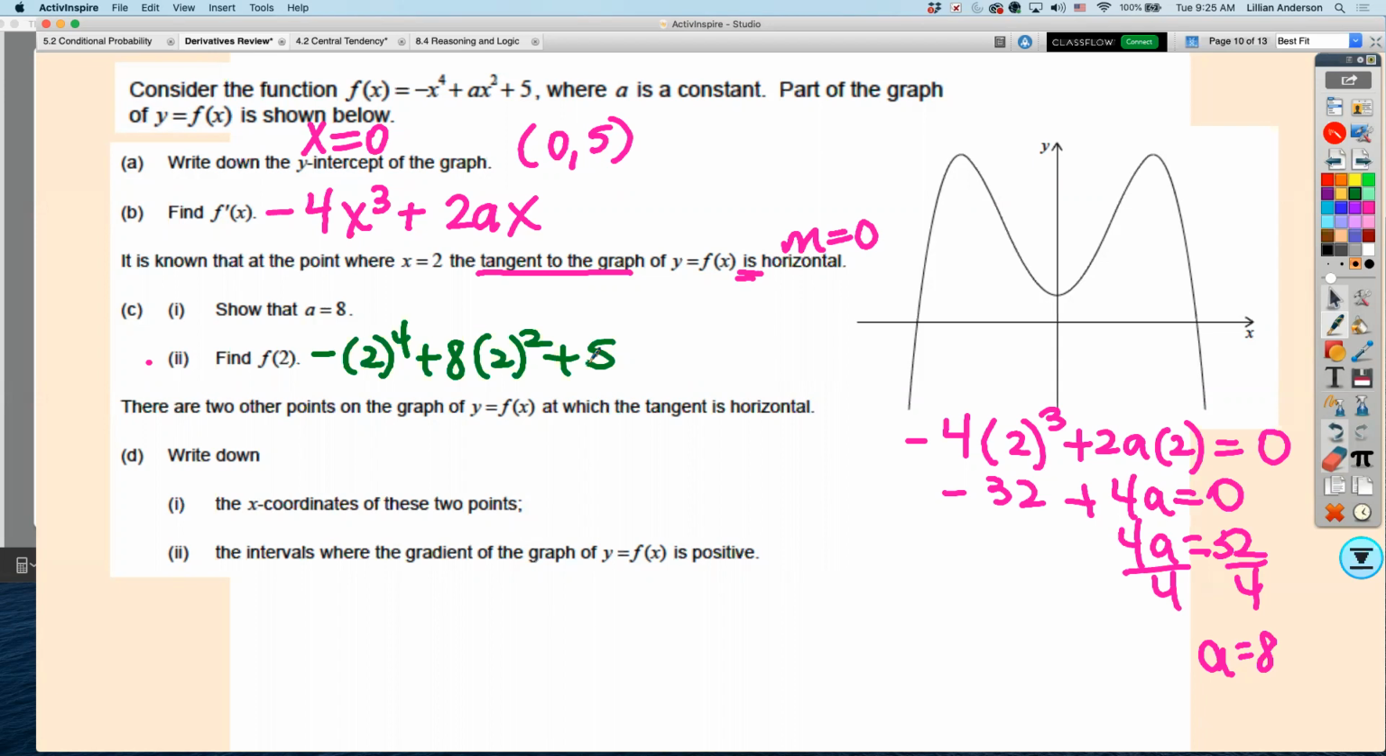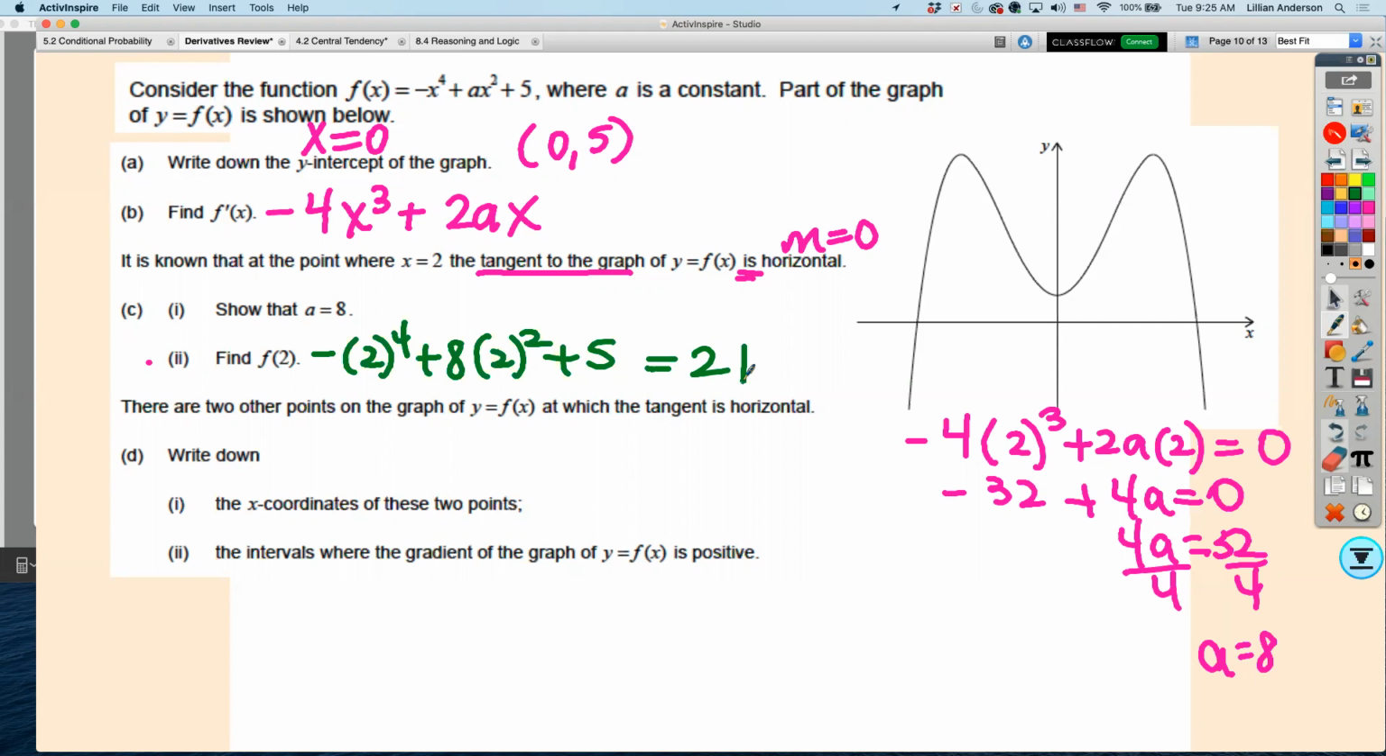So had that been an odd power, it's a possibility that some of you might have gotten this wrong. Only the x is being raised to the 4th power, and then you make it negative. So I'm really hoping that's just what you did, because I should have -16 plus 32 plus 5, which is 21. So that means that when x is 2, y is 21 on my original function.